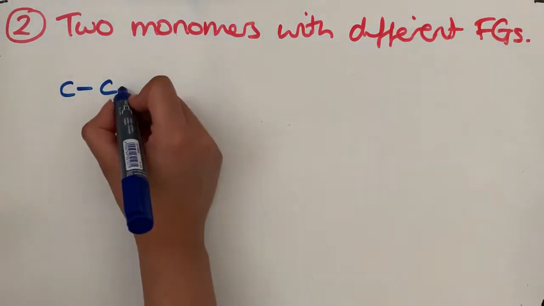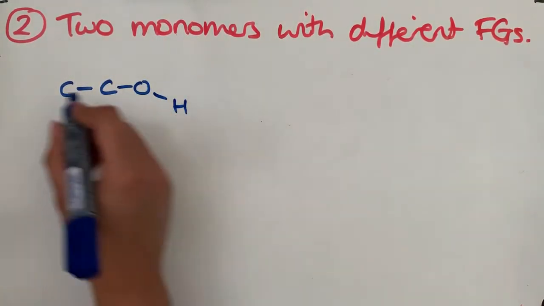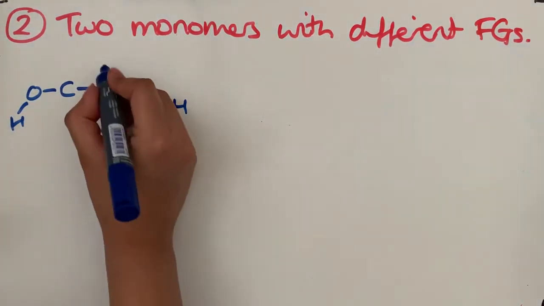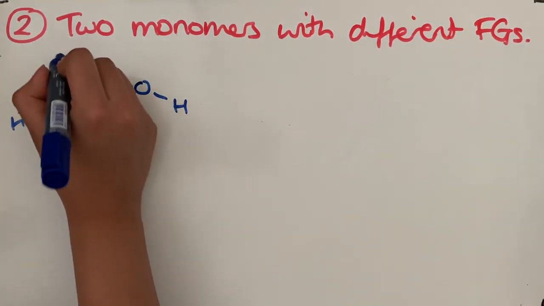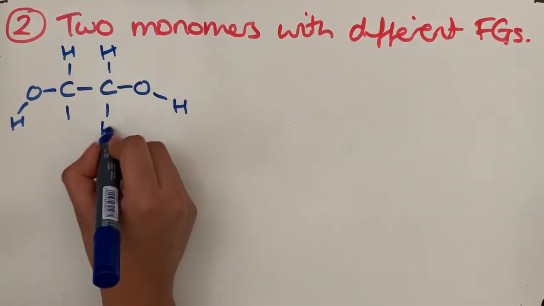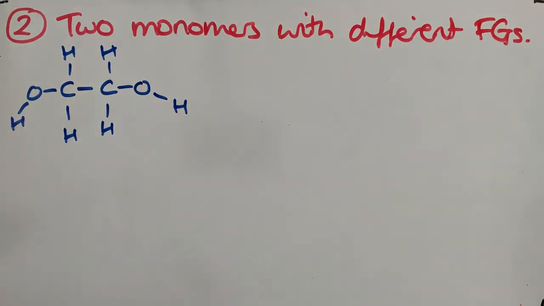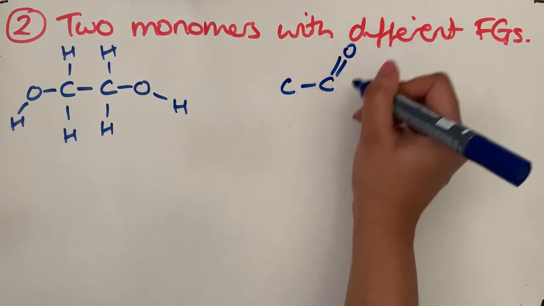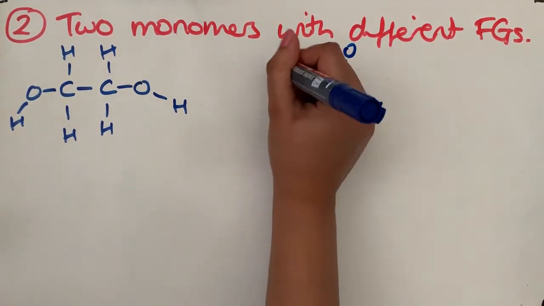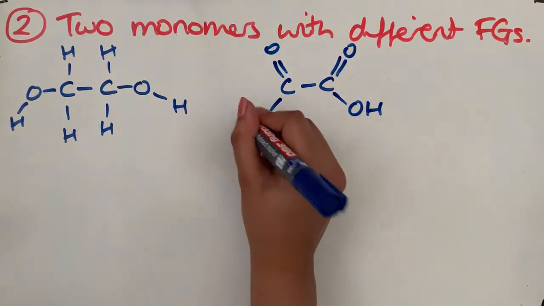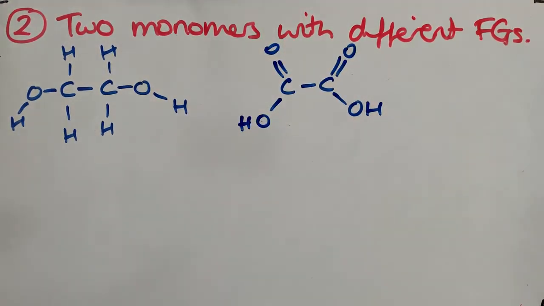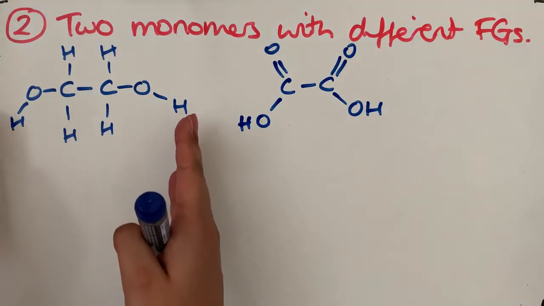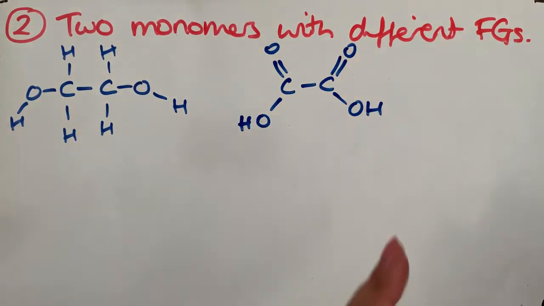In one, we're going to have one type of functional group. So in this one, I'm just having my alcohols. You need to have two alcohols, that's to be a diol. So this one here is just ethane-1,2-diol. So that's one monomer. The other monomer therefore needs to have your carboxylic acids in them. So I'm just going to go for this dicarboxylic acid, like so.